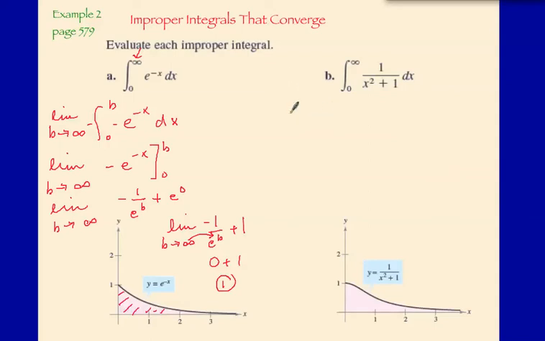We have another endpoint that's infinity. Let's change this to the letter b, as b approaches infinity, the integral from 0 to b of 1 over x squared plus 1.